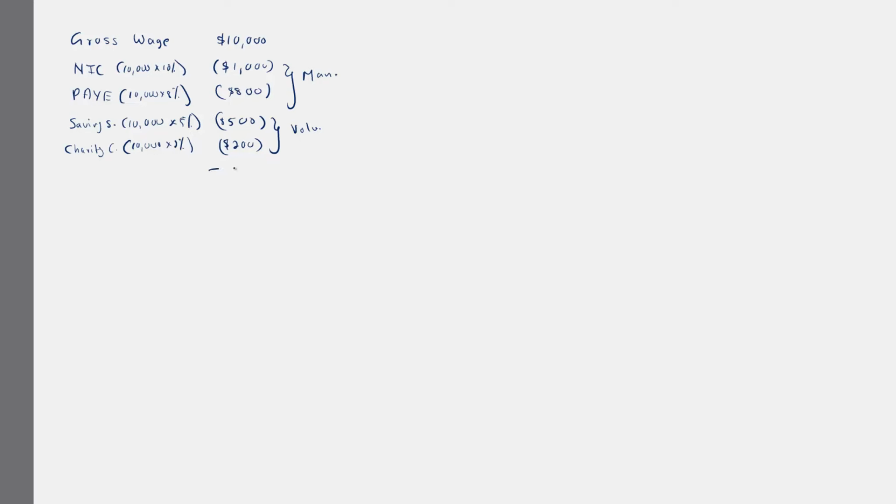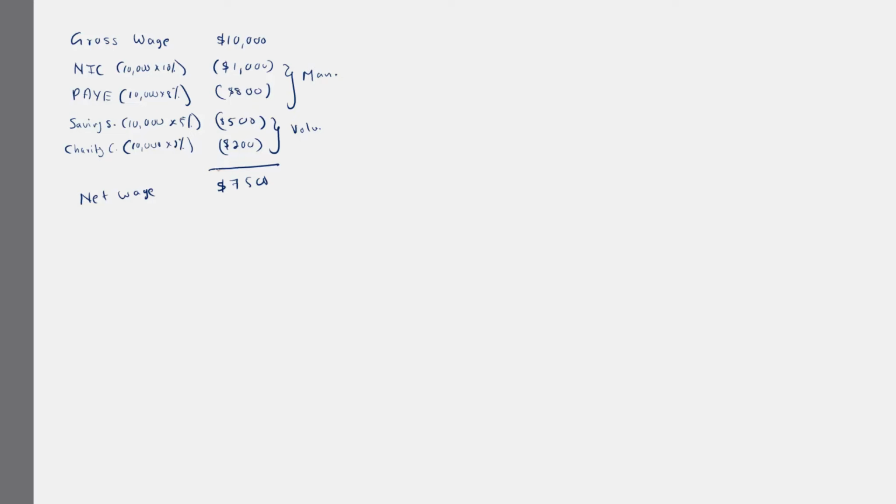So after reducing everything, what is the salary that you are getting? It is $7,500. So this amount is your net wage or net salary. If not, this is actually your take home salary. From the 10,000 salary, for the national insurance we are deducting 1,000. For the pay tax we are deducting 800. So those two are mandatory reductions. And your voluntary reductions, two things that you have, one is saving scheme contribution, other one is charity contribution.